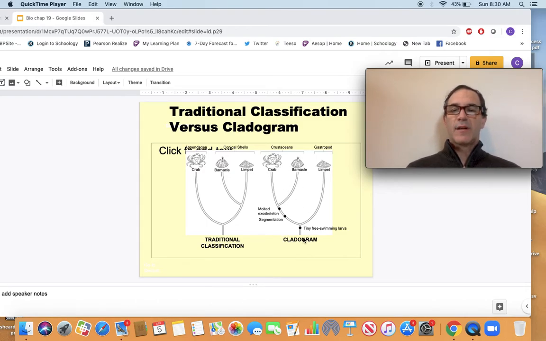This kind of diagram is what's known as a cladogram, and we're going to show you how we make these today. Cladograms are based on these characteristics that we call derived characters, like the molted exoskeleton here, the segmentation, that help us kind of put things in perspective. They're what we call evolutionary innovations, which groups share only if they're closely related.